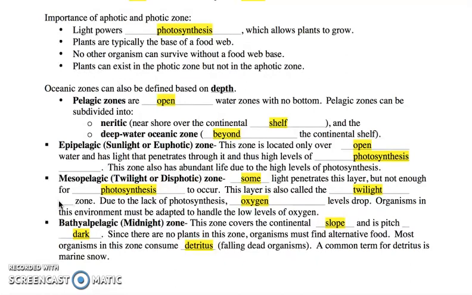Ocean zones can be defined by their depth, not necessarily by their length. So this is another way we can divide the zones. Pelagic means open. So this is an area in the ocean where it's, like it says, open. There is no ground to it.